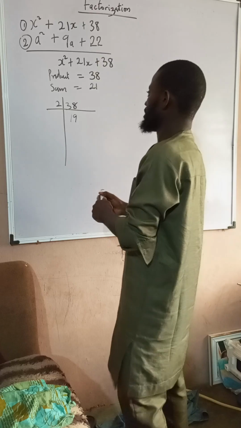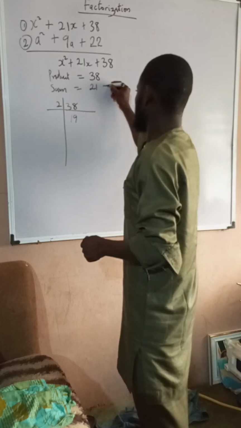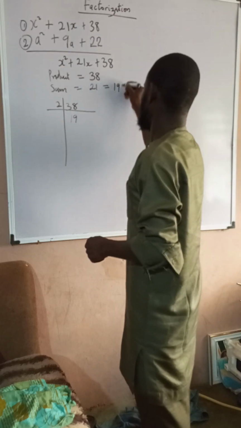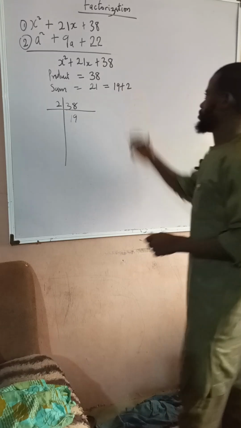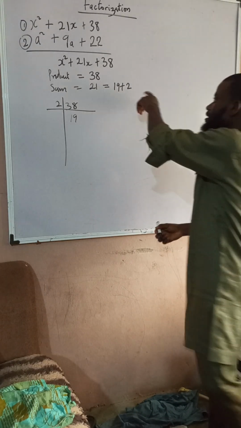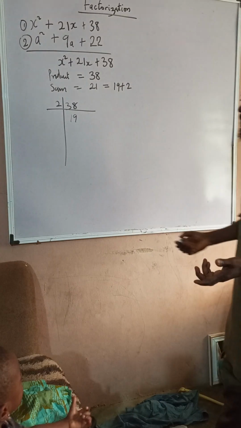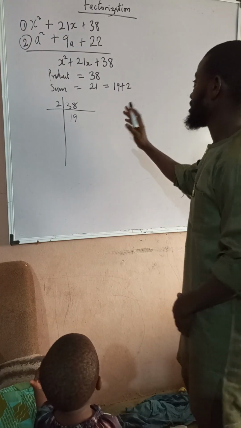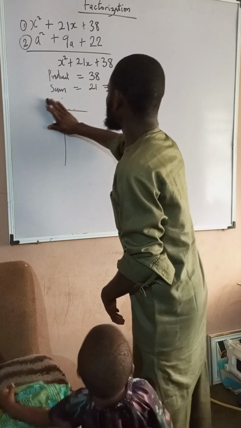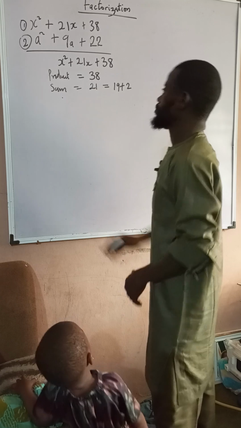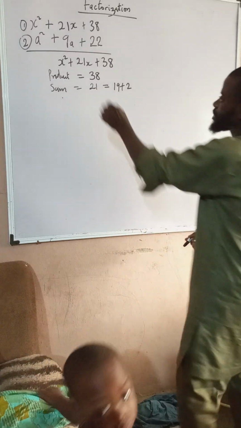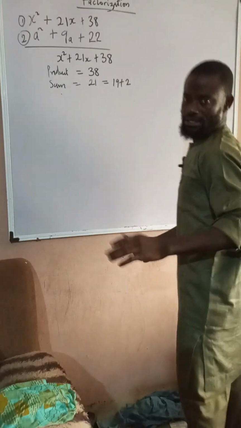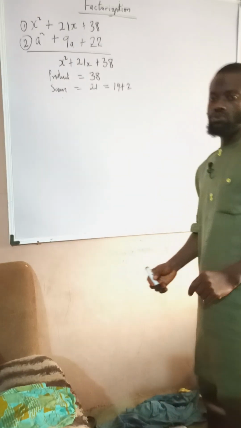Now, it means this 21 is the same thing as 19 plus 2. 19 plus 2 is 21. Yes. Then 19 times 2 is 38. So by so doing, we've gotten our sum of the roots to be 19 plus 2. Good. Now we move on to express this sum, make it into 4 pieces. Make it into 4 pieces.